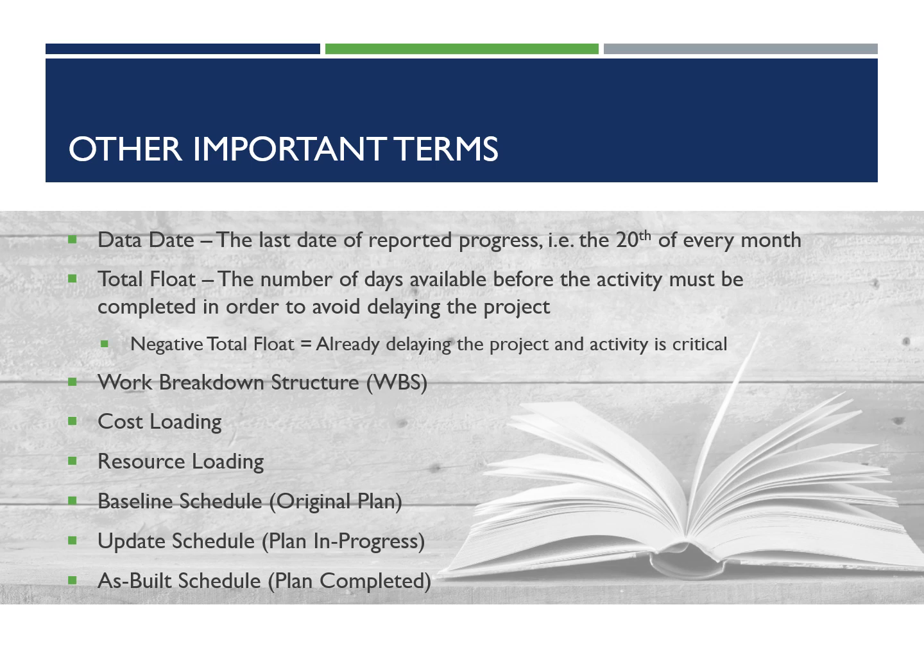Total float. The plain definition is the number of days available before the activity must be completed in order to avoid delaying the project. You'll hear contractors talk about total float all the time, especially when they're talking about activities that are not critical. Critical activities typically have zero total float. Activities that have float have a window of opportunity to get done before it impacts downstream activities.